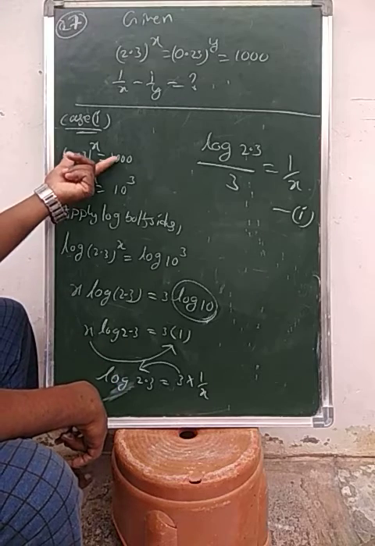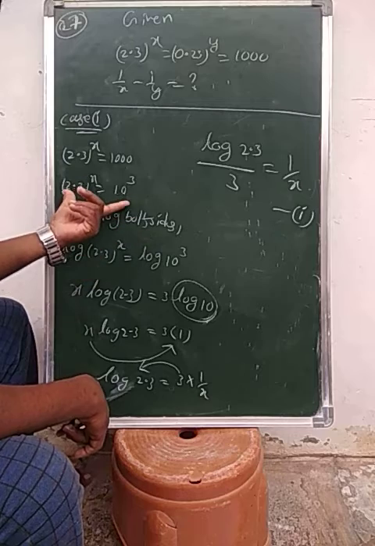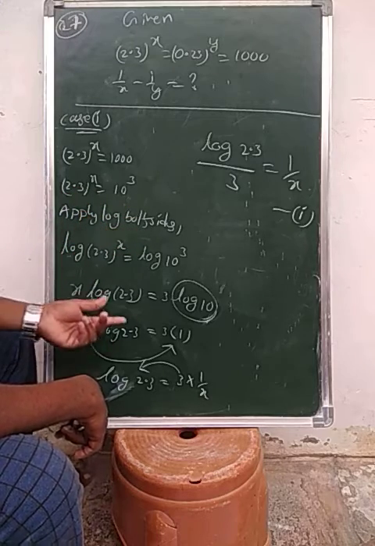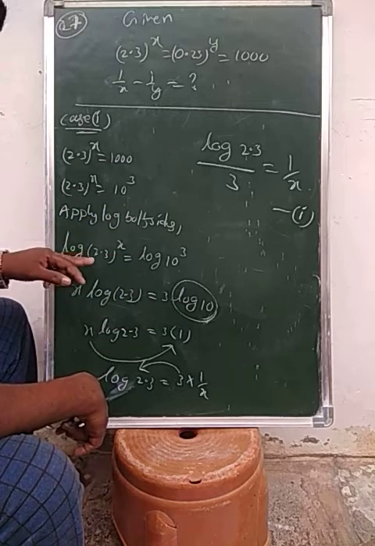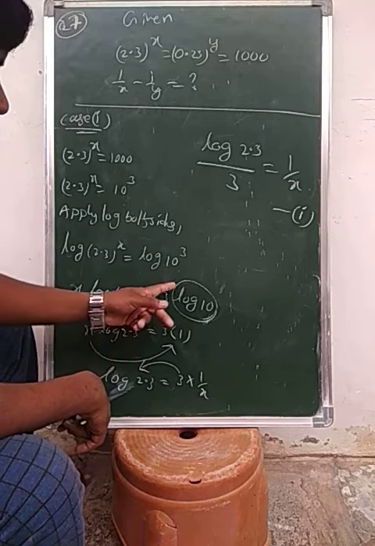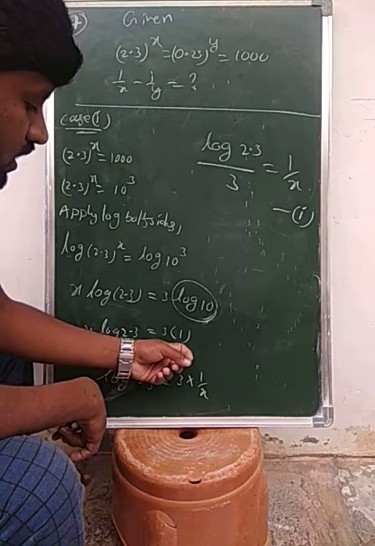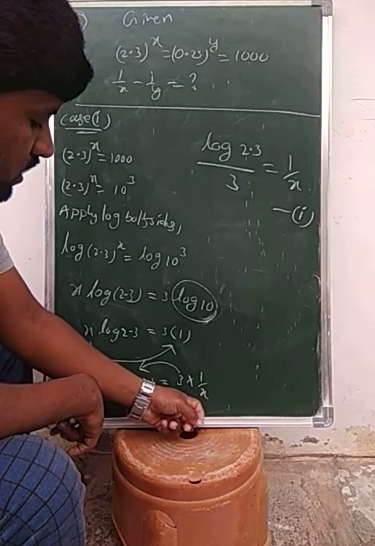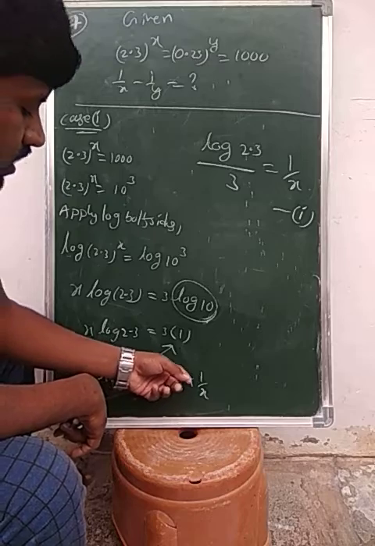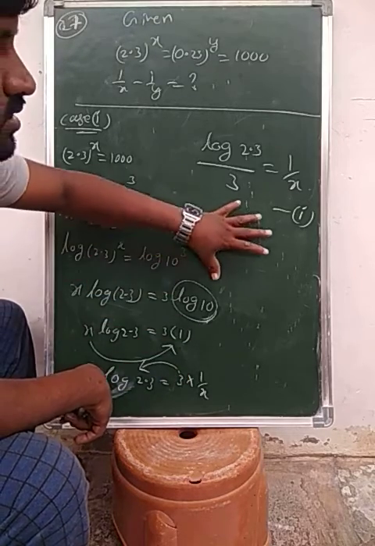First of all, I take 1000 and express it as 10 power 3, applying logarithm on both sides. Then, by using the formula log of x power n equals n log x, and the value of log 10 is 1, I transpose it to the RHS side, it becomes division. Again I transpose it to the LHS side, it becomes a division. So this is case 1.